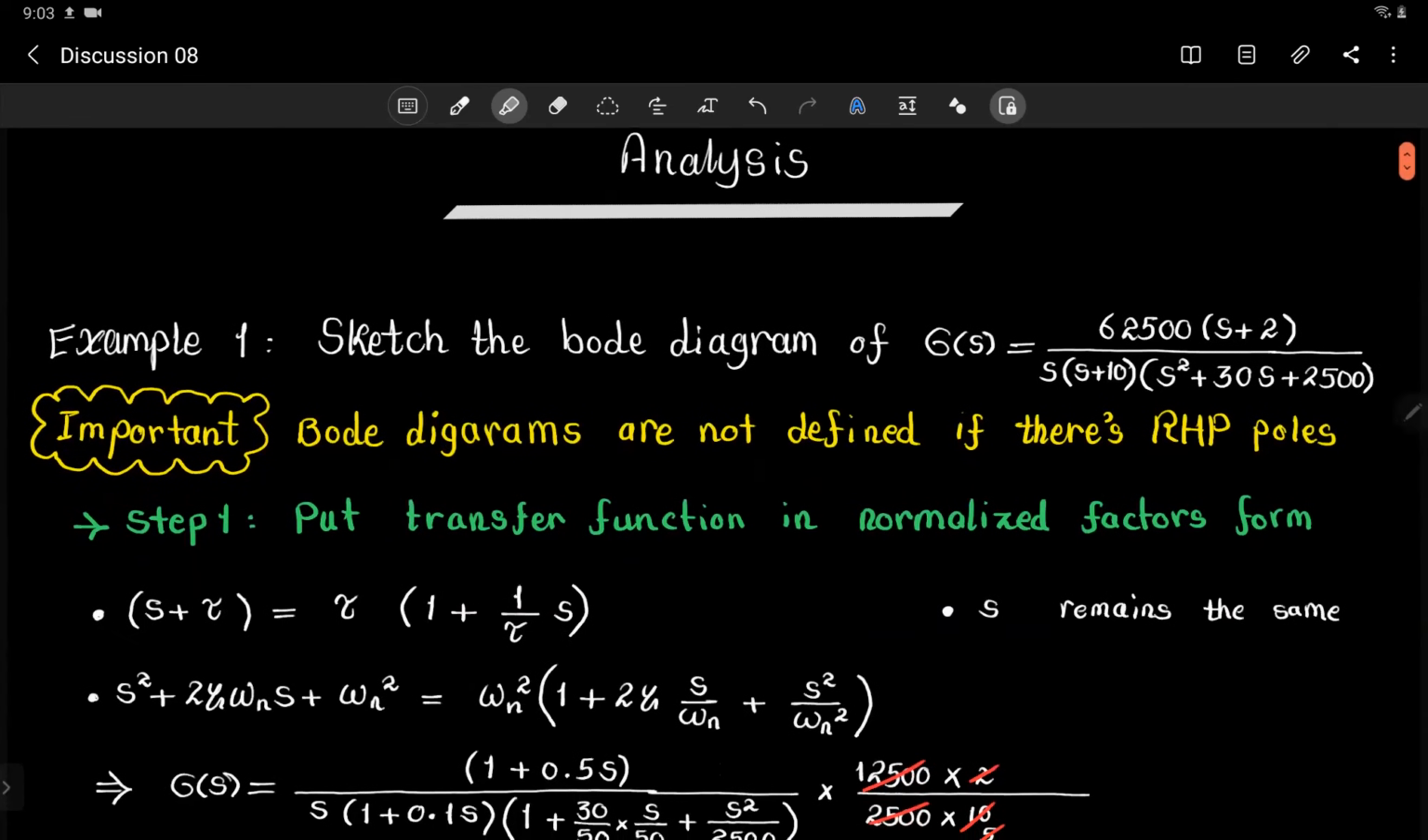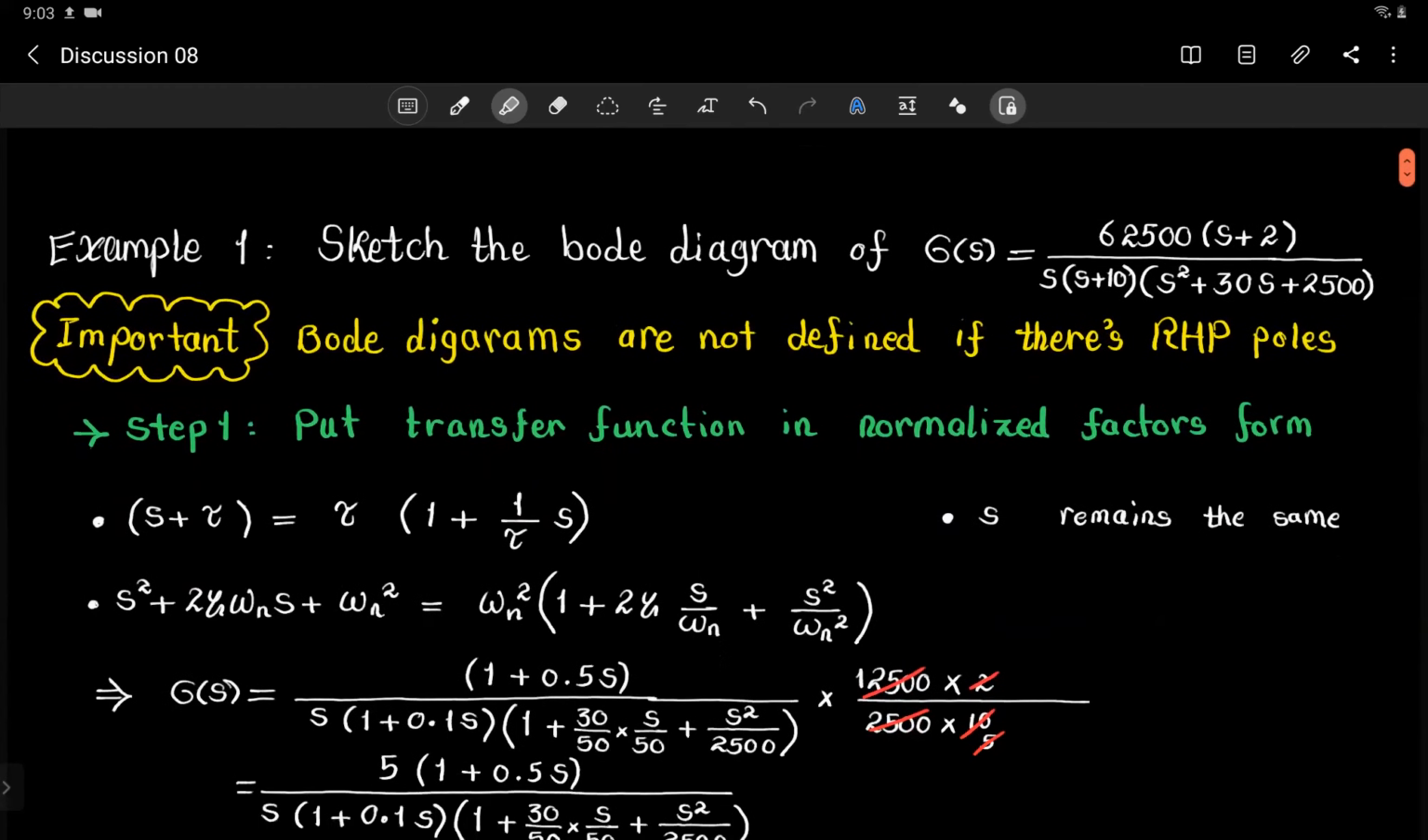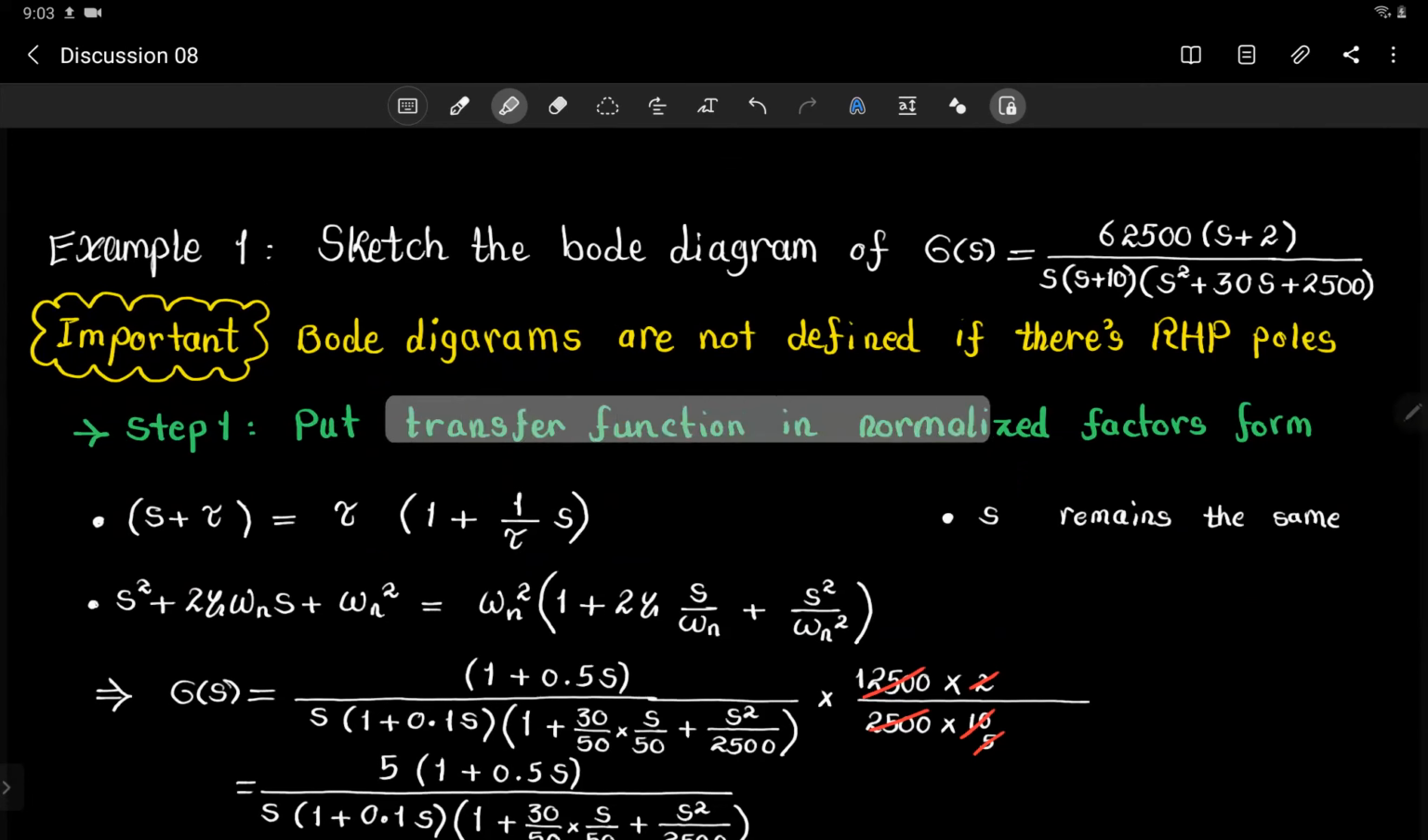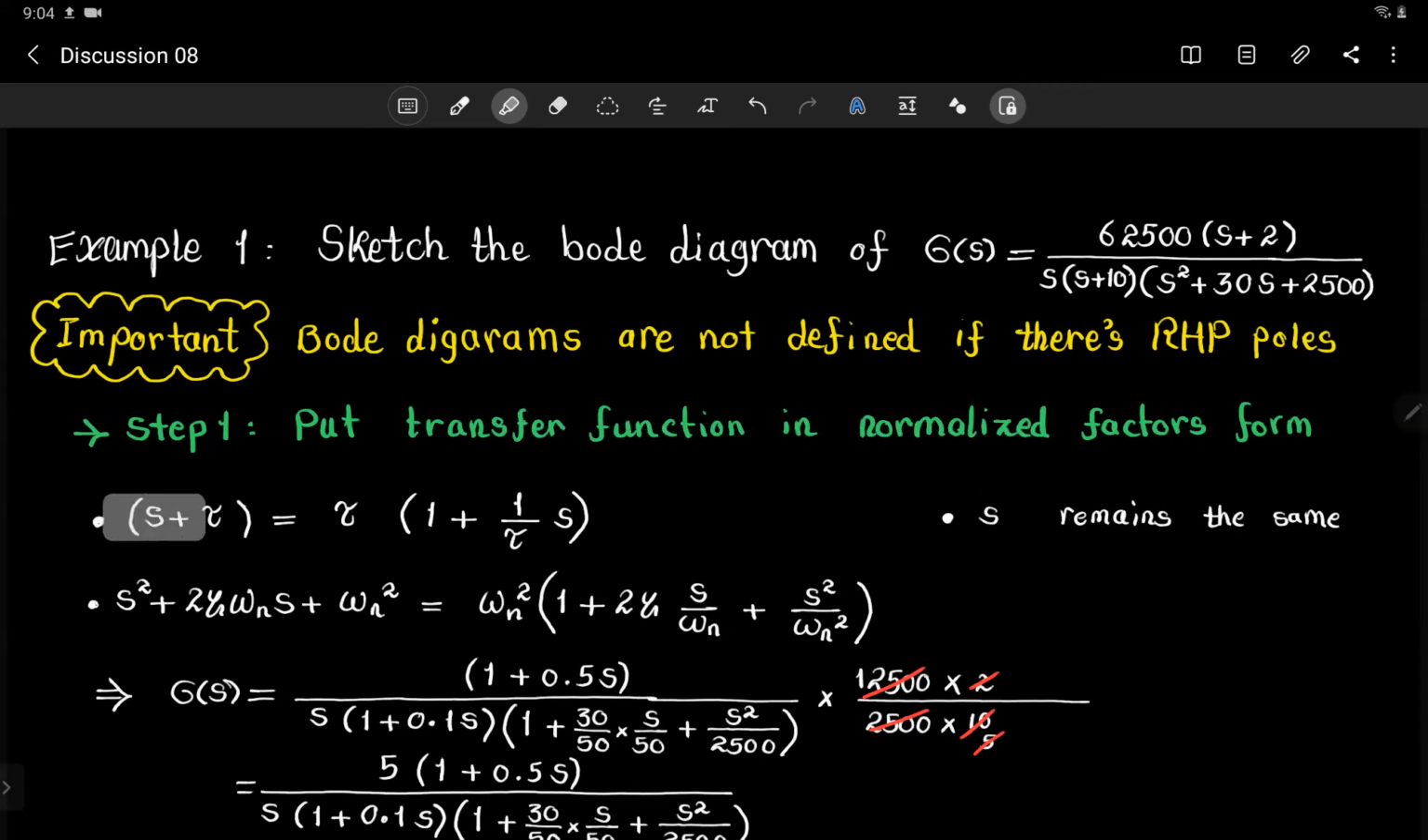Okay, so the first step for sketching the Bode diagram is that we put the transfer function in the so-called normalized factors form, which is quite simple. When you have something that is s plus tau, or s plus anything, you just factor out the tau so that you get a factor of this form, 1 plus 1 over tau times s, and then you have the tau outside.